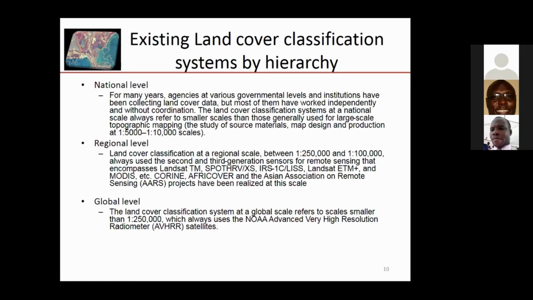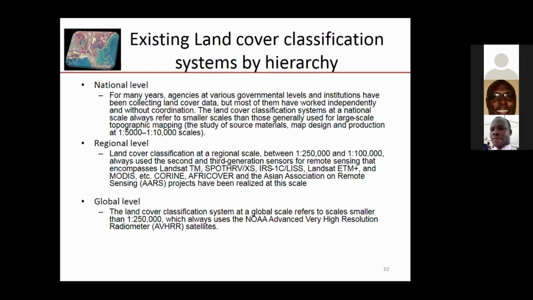For example, at a national level, we have government agencies or institutions that collect land cover data, and they have managed to create a classification scheme to suit their data at that national scale. Typically, they create their data at scales of like 10,000 or 5,000, between those kinds of scales.